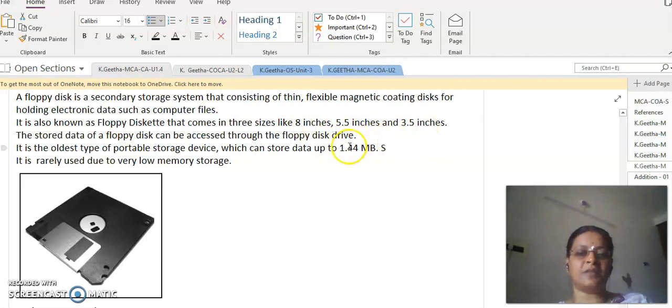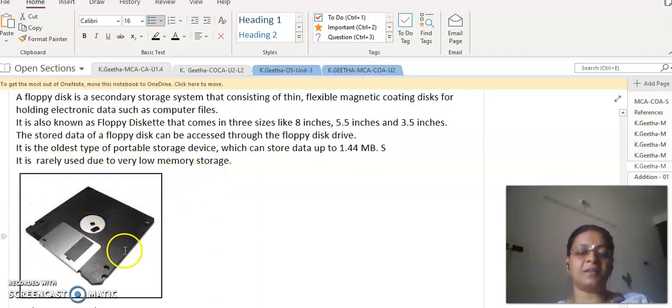And of course we need the floppy drive. Inside the floppy drive we insert the floppy disk, and then the CPU can read or write. There is a notch in this floppy disk which can be slid here and there, so that we can also do write protection on the floppy disk. It is rarely used, has very low memory capacity, and was preferred only in the olden days.